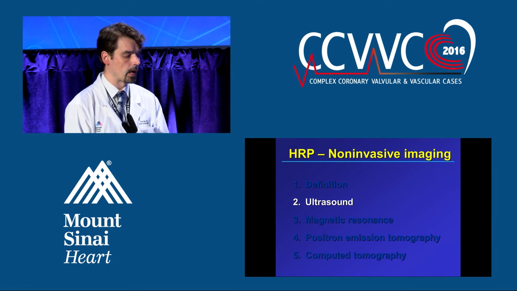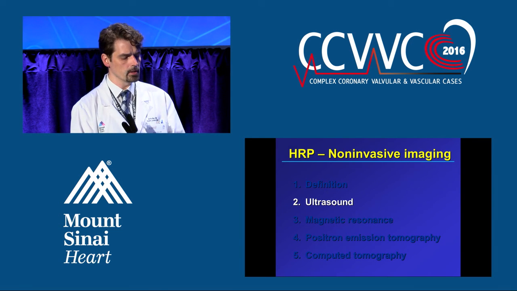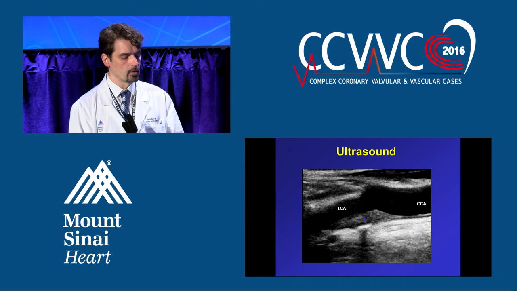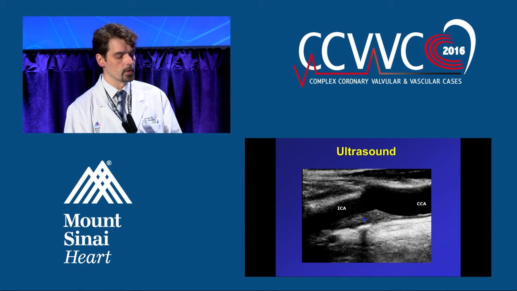Now, how are we going to be doing this? So the first modality that we have is ultrasound. So this is what we're looking for with the ultrasound. This is just a 2D image of the carotid arteries. This is the lumen, and this is a plaque within the carotid artery.